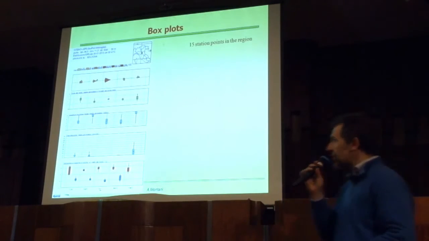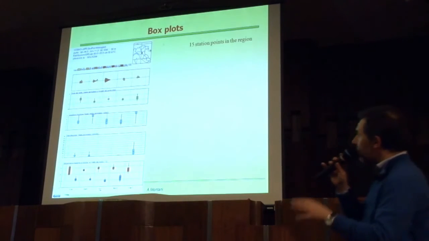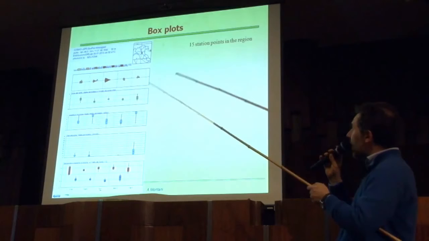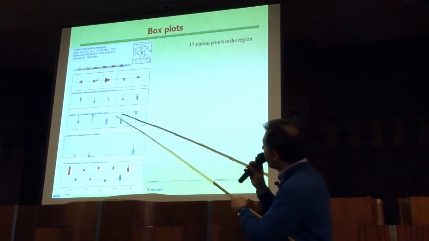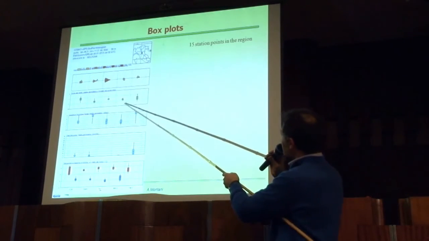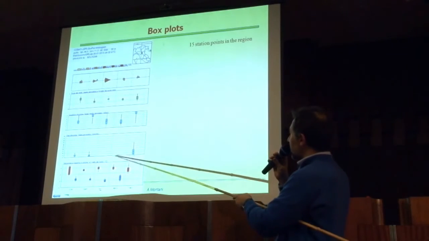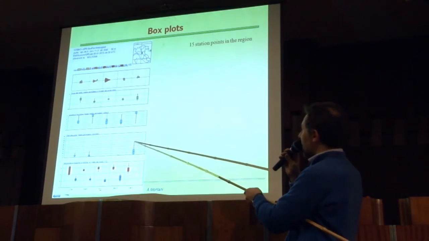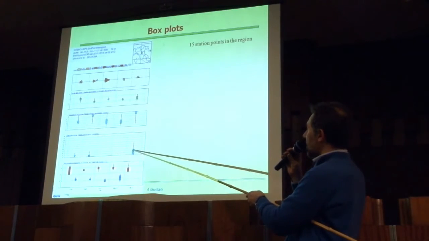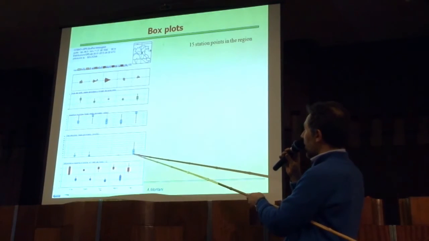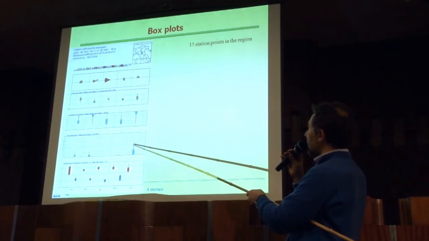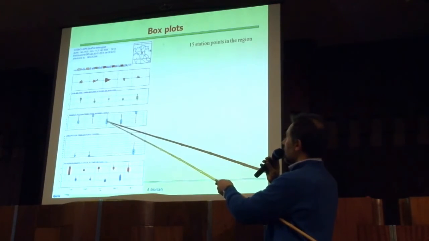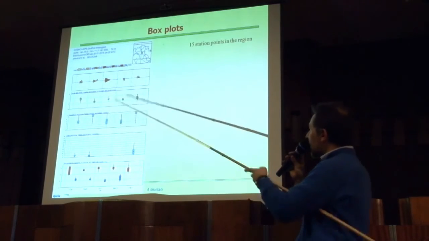Okay, another plot which I think is quite interesting for the amount of information given is this box plot, which is again for a number of station points in terms of wind direction, wind speed, cloud cover, precipitation, and temperature. Here the spikes are the maximum and minimum of the ensemble. This rectangle is bounded by the 25th and 75th percentiles, and the middle here is the median.